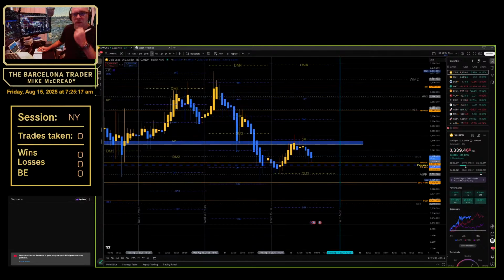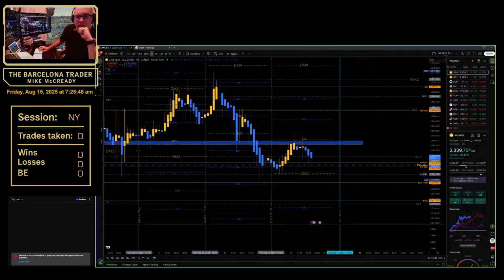Okay. So price came down for 3 hours, touched the DM2 and the MPP, came up, hit the daily pivot point, which also coincides with last week's low of the week. That's what this wide blue band is right there. And then it came back down. Could not break back up above the daily pivot point.